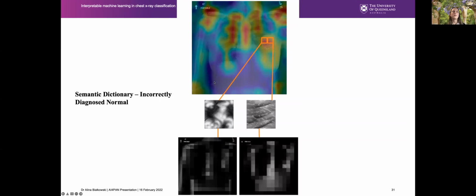Now, here we have a couple of examples where it has performed an incorrect diagnosis or classification. And what we can see here, it might be slightly harder to see, but there is a medical device in this patient. So I'm not sure if there's a pacemaker or something like that, but that's what it's highlighting on. And so it's using that as evidence for making its prediction.